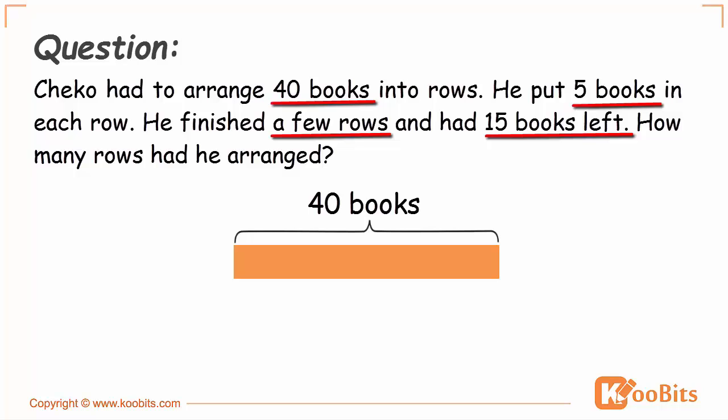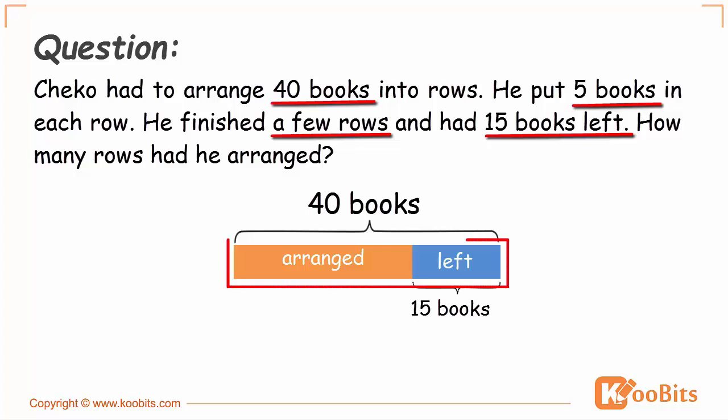Let's divide the diagram into 2 parts. One part represents the number of books that had been arranged. The other part represents the number of books that were left unarranged, which is 15. Can you see that the 2 parts in the diagram make a whole? Can you also see that the number of books that had been arranged is equal to 40 minus 15? 40 minus 15 equals 25. Chico had arranged 25 books into rows.